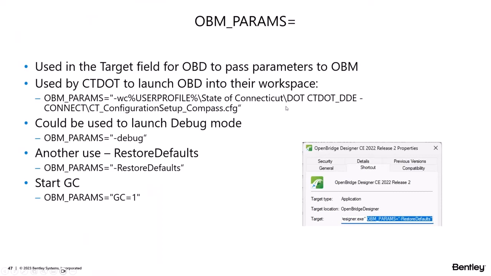So Connecticut DOT, for example, they pass it the name of their workspace and the user configuration to use there. You could force it into a debug mode. I've had to do that in the past when I'm creating workspaces and I'm trying to figure out why something isn't working right. It works well with the restore defaults command.